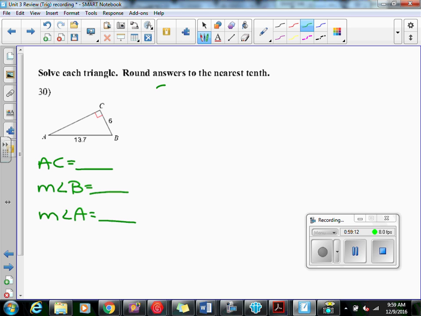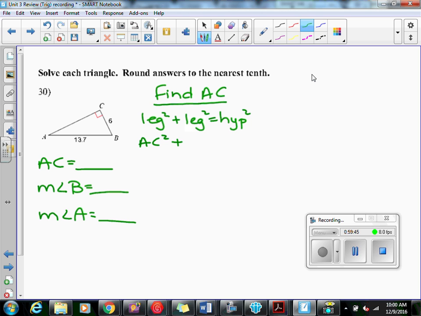If I'm finding AC, what am I going to use? Thank you, Pythagorean theorem. It is a Pythagorean theorem problem because it's a right triangle and you know the lengths of 2 sides. Since I know these 2 sides, I can find AC by plugging into the formula. Remember, the formula is leg squared plus leg squared equals hypotenuse squared. When I plug in, my first leg is AC, that's the one I want to find. So AC squared plus 6 squared equals the hypotenuse squared.